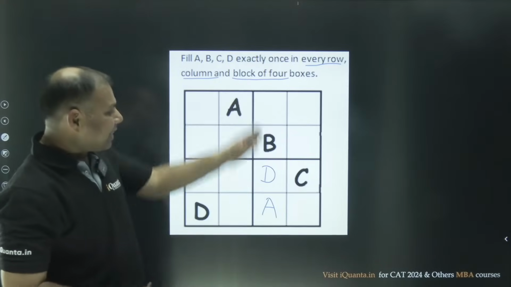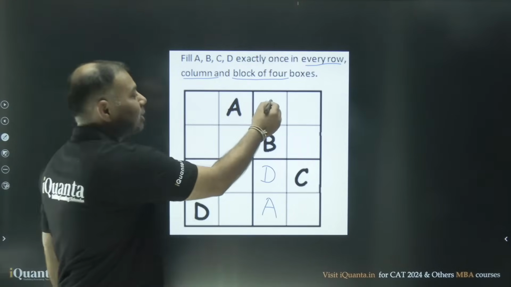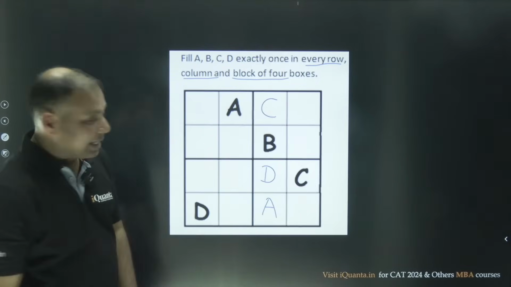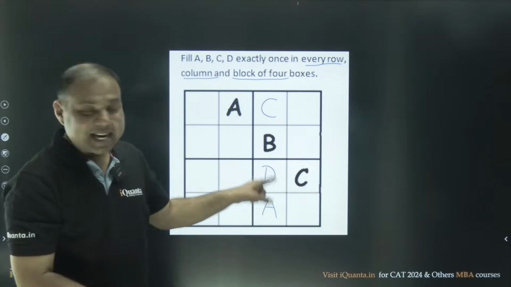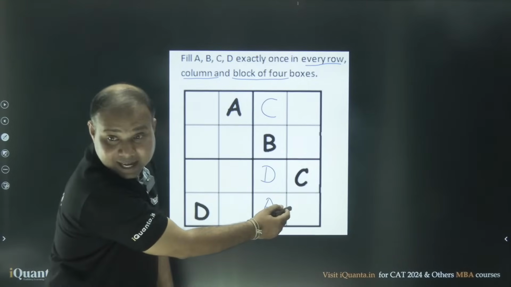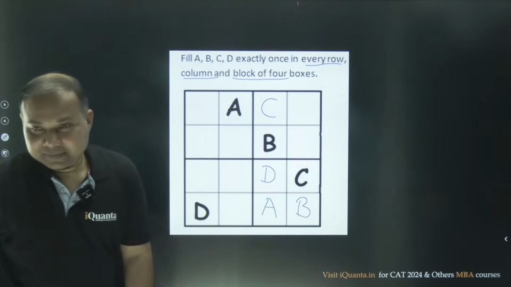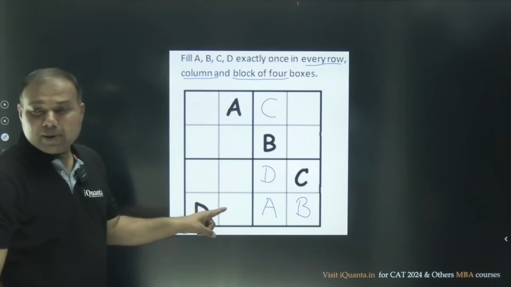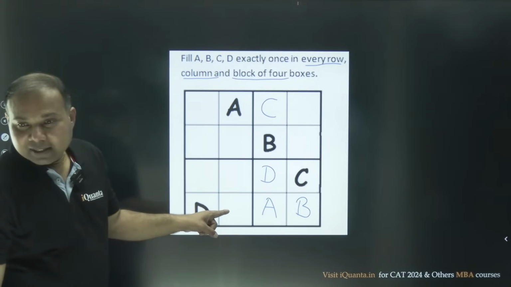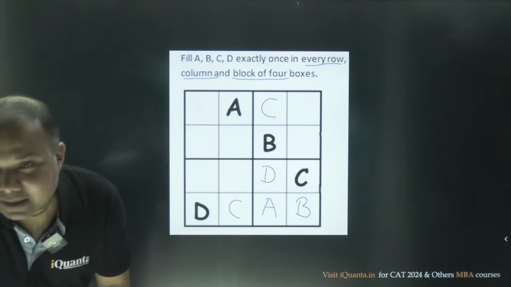Now it's very easy. In this column, I have already filled A, B, and D. So what is left here? It must be C, right? In this block of 4 boxes, 3 are already filled, A, C, and D. So what is going to come here? It should be B, isn't it? Now in this row, already 3 are filled. So what is left here? What will come in this place? It must be C, right?